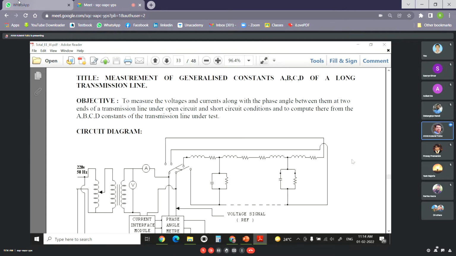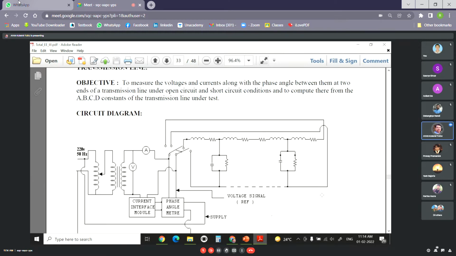So in our particular experiment, we have a typical transmission line, as you can see. We'll be seeing the picture also. We have a voltage source providing the supply while we measure the voltage and the current. We have a phase angle meter also. Please remember the switching function shown in this circuit diagram: in our experimental setup, we do not have any such switch.